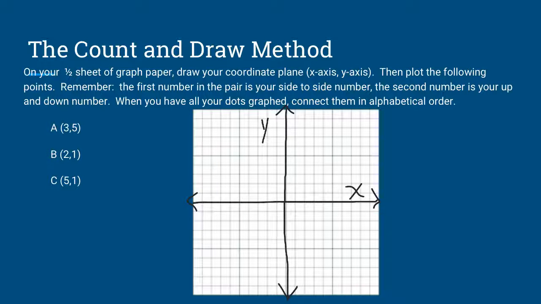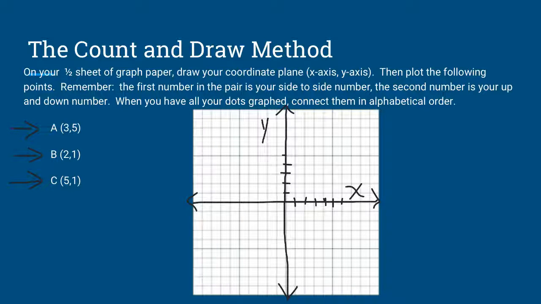And we're going to plot the following points right here, A, B, and C. Now remember, the first number in the pair is your side to side, or your x-coordinate, and the second number is your up and down, or your y-coordinate. So I don't really have space. My paper is pretty small for me to write my numbers, so I'm just going to put my tick marks here.